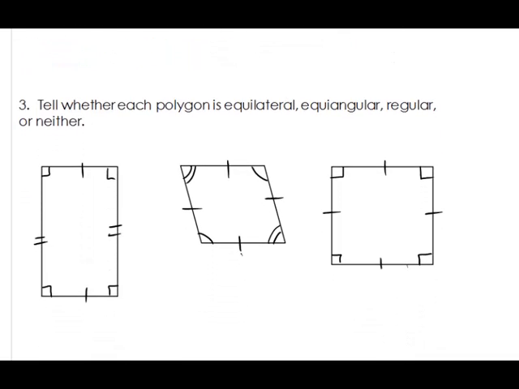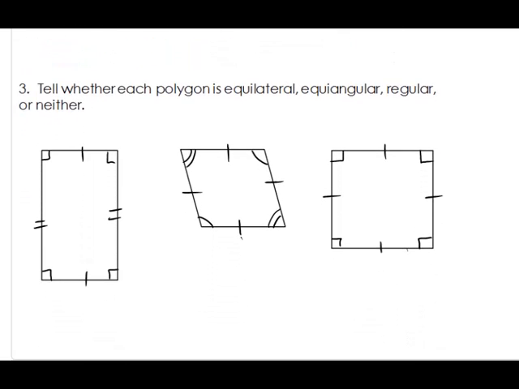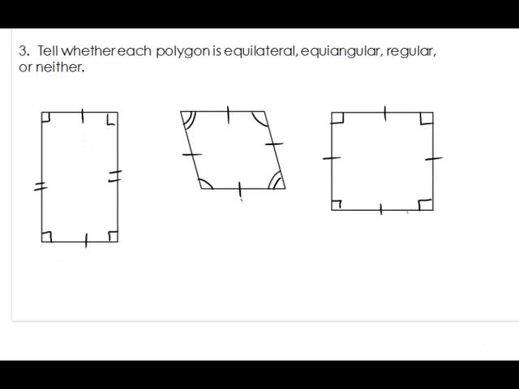Tell whether each polygon is equilateral, equiangular, regular, or neither. Okay, so for each example, we've got to see which of those definitions applies. Okay, for the first example, check out the sides. This side and this side, they have different marks, so that's not equilateral. The sides are different lengths. But for the angles, they all have the right angle symbol, so this one is equiangular.